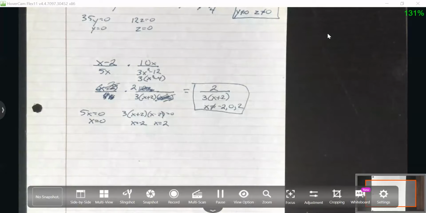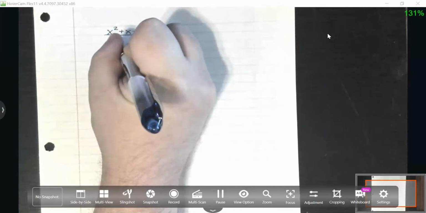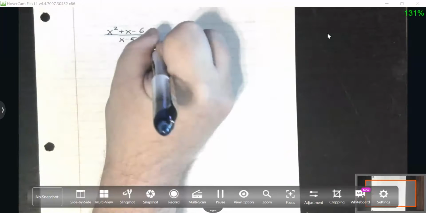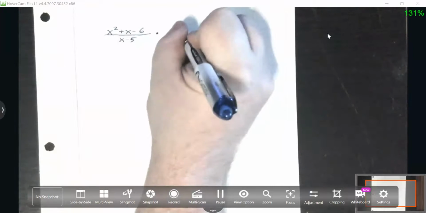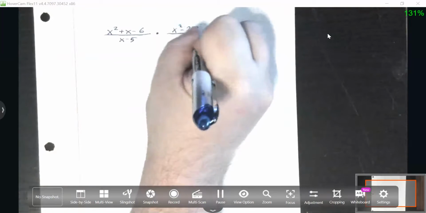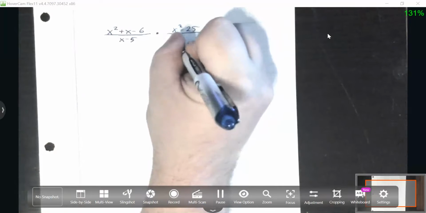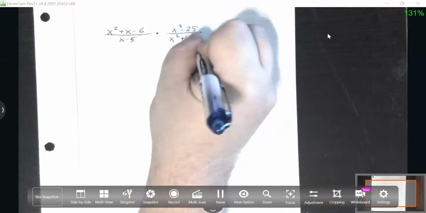So we'll do one more multiplying problem, and then I think we'll talk about division. So let's try this one. x squared plus x minus 6 over x minus 5 times x squared minus 25 over x squared plus 4x plus 3.